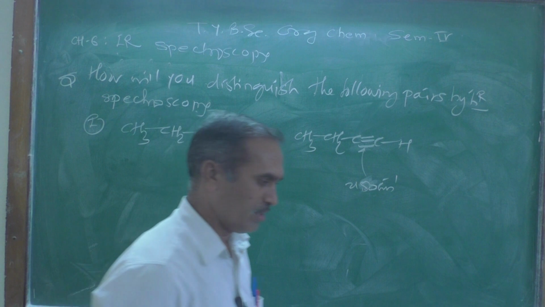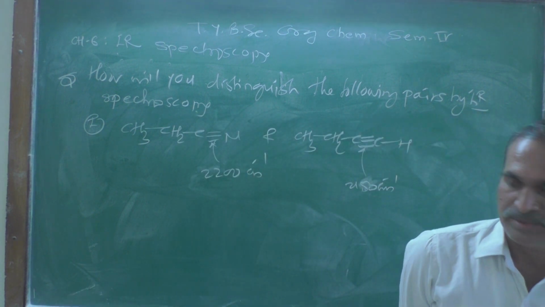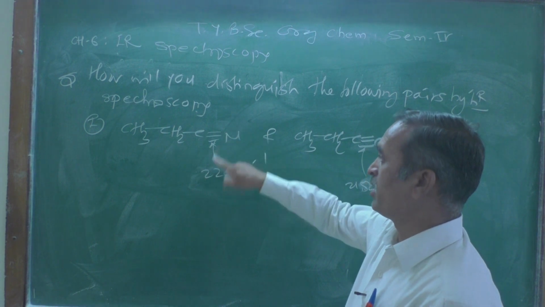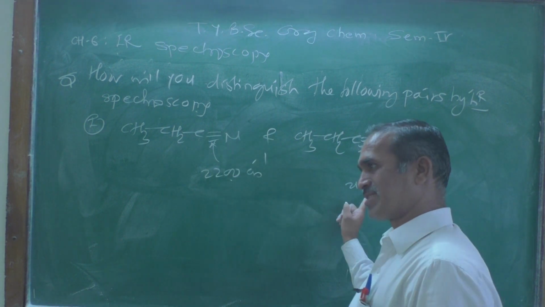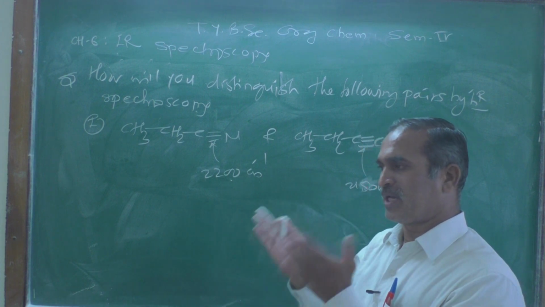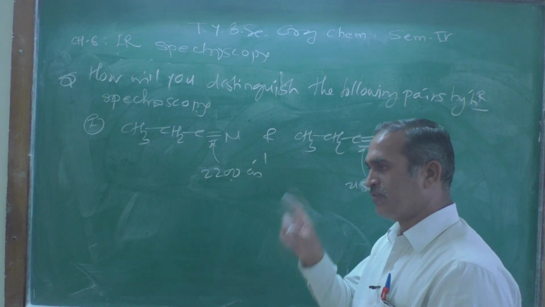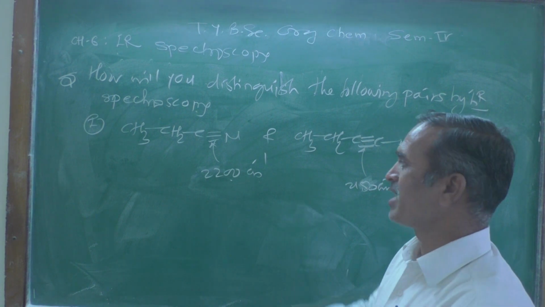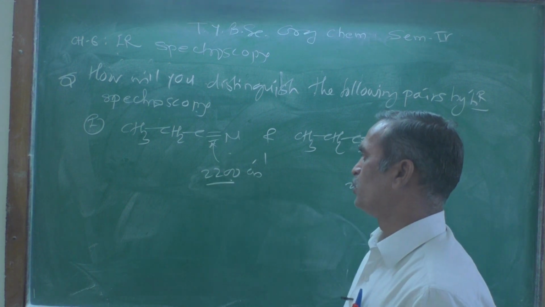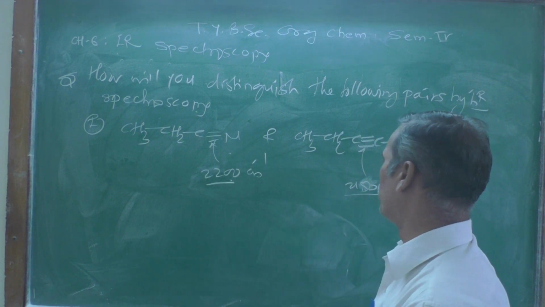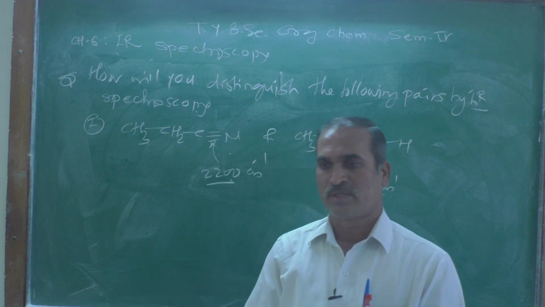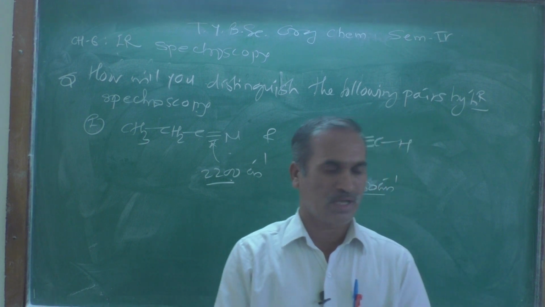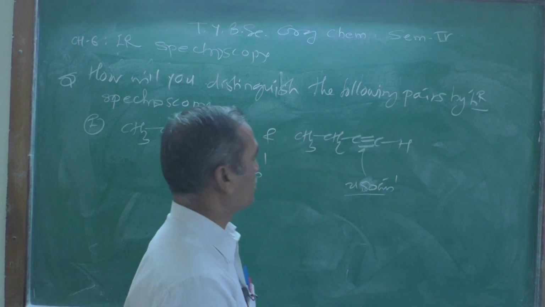It doesn't make any difference, but this is not the prominent peak observed in both the structures. If you compare the two spectra, you will find both spectra give a recognizable peak around 2200 per centimeter to 2150 per centimeter. This is a clear-cut indication for the presence of a carbon-carbon triple bond in the organic compound.